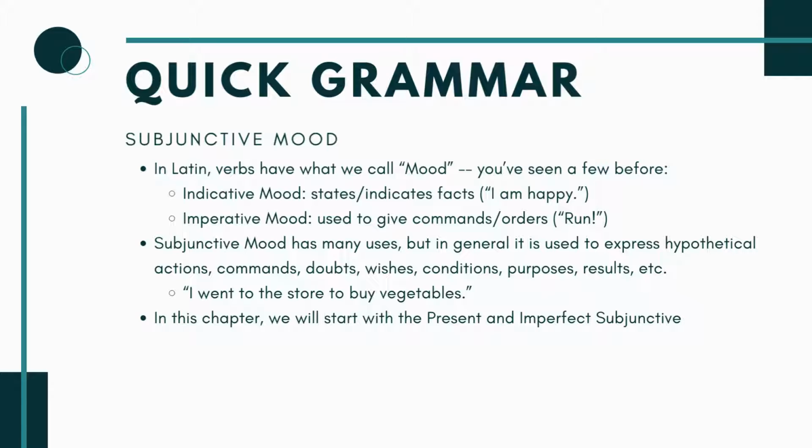So if you were to say something like, I went to the store to buy vegetables, right? That would be subjunctive because we're not entirely sure that that's the reason you went to the store, right? It sounds silly, but in Latin, when you're using the subjunctive, that's why, right? Because you're not indicating a specific fact. So in this chapter, what we're going to do is we're going to start with the present and imperfect subjunctive. Let's just look at how they're formed, and then we'll deal with what they're actually used for. Okay, so forming it is sort of the easier part. Understanding when you'd use it is a little bit trickier.